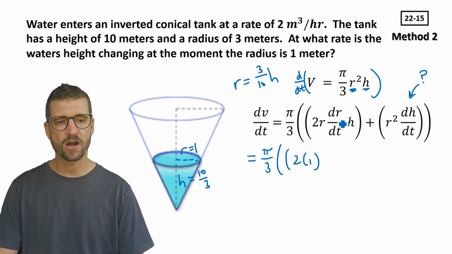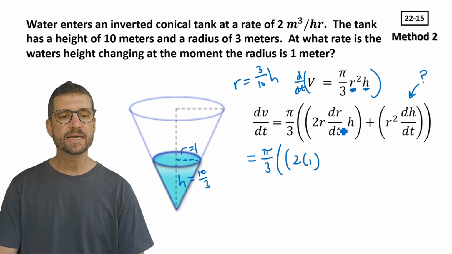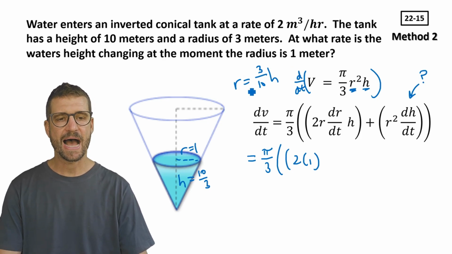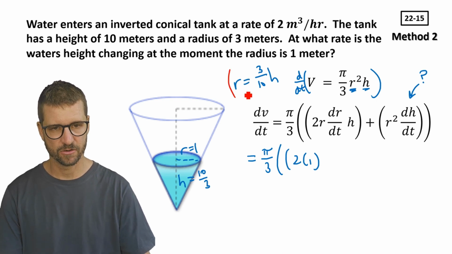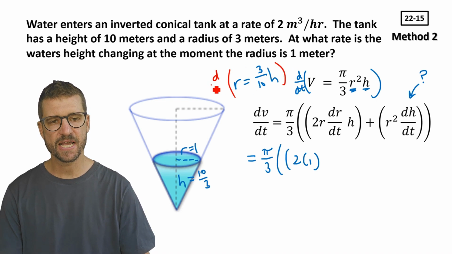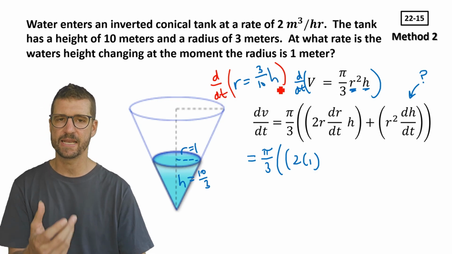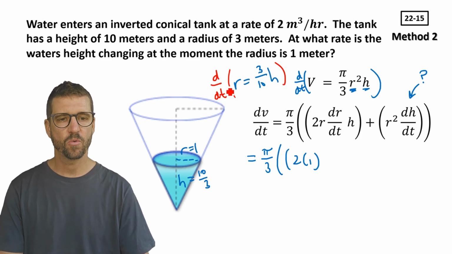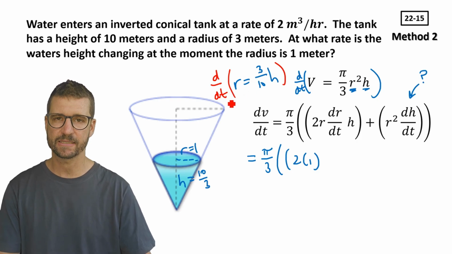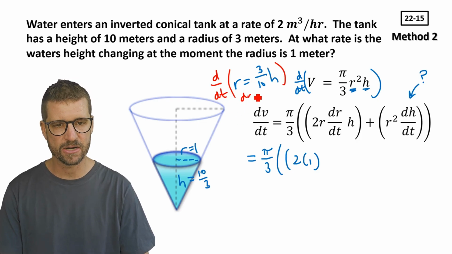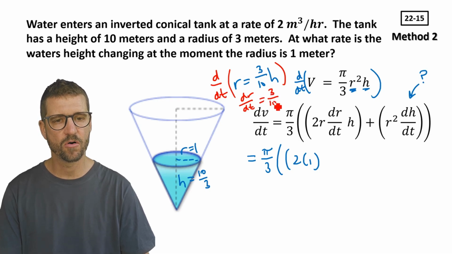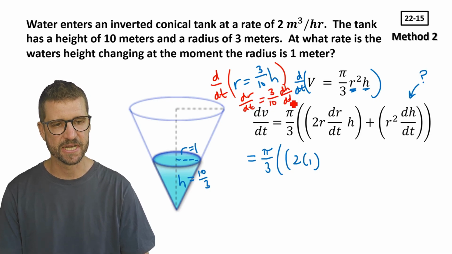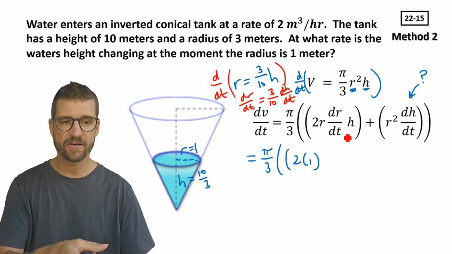And now we need dr/dt, okay? Well, dr/dt isn't given to us, but we can find it by differentiating. Let me use a different color here so this stays a little bit clear. By differentiating that r equals 3/10 h with respect to time. So if we differentiate that with respect to time, what we're going to get is dr/dt equals 3 over 10 dh/dt. Okay, so we can plug that in for dr/dt.